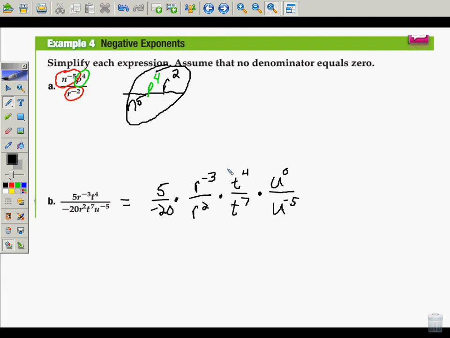5 over negative 20, that's going to simplify to negative 1 over 4. Remember, negatives go in the numerator, so when I simplified this, I divided each by 5. I just moved the negative to the numerator.